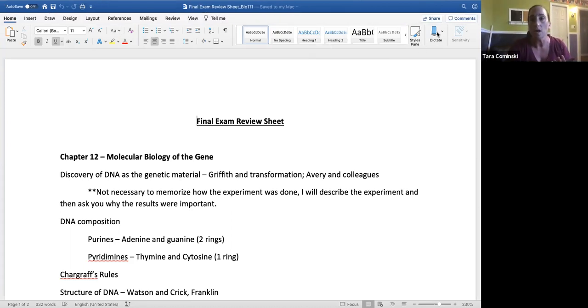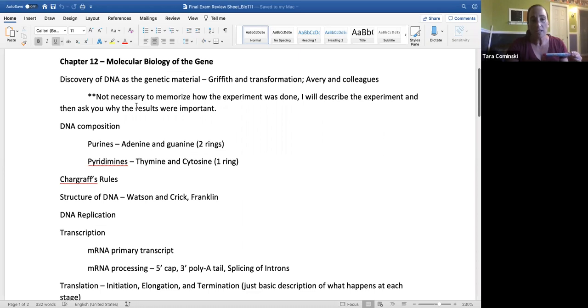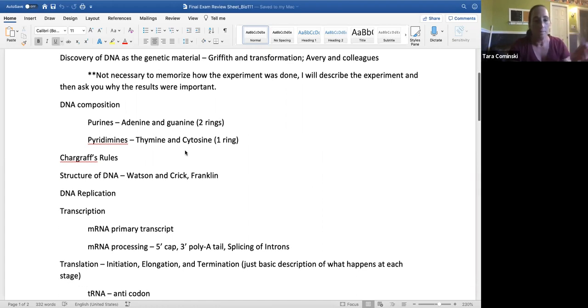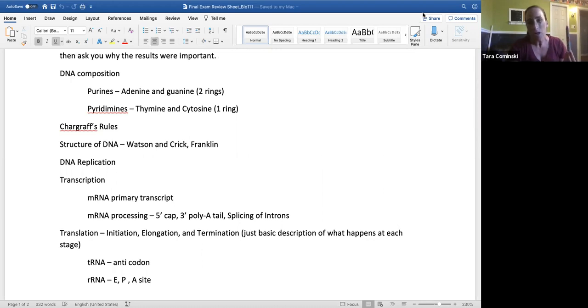Okay. So in terms of this final exam, it's chapter 12, and that was a pretty bulky chapter. For the experiments here, nobody needs to memorize how the experiments were done. In fact, I already have the exam up. I don't ask many questions about these experiments, so don't spend a lot of time studying that part, okay, guys? And then these are the other topics that are there. Composition of DNA, which we've already talked about a little bit before. Chargaff's rules, there's definitely a question or two involving that.